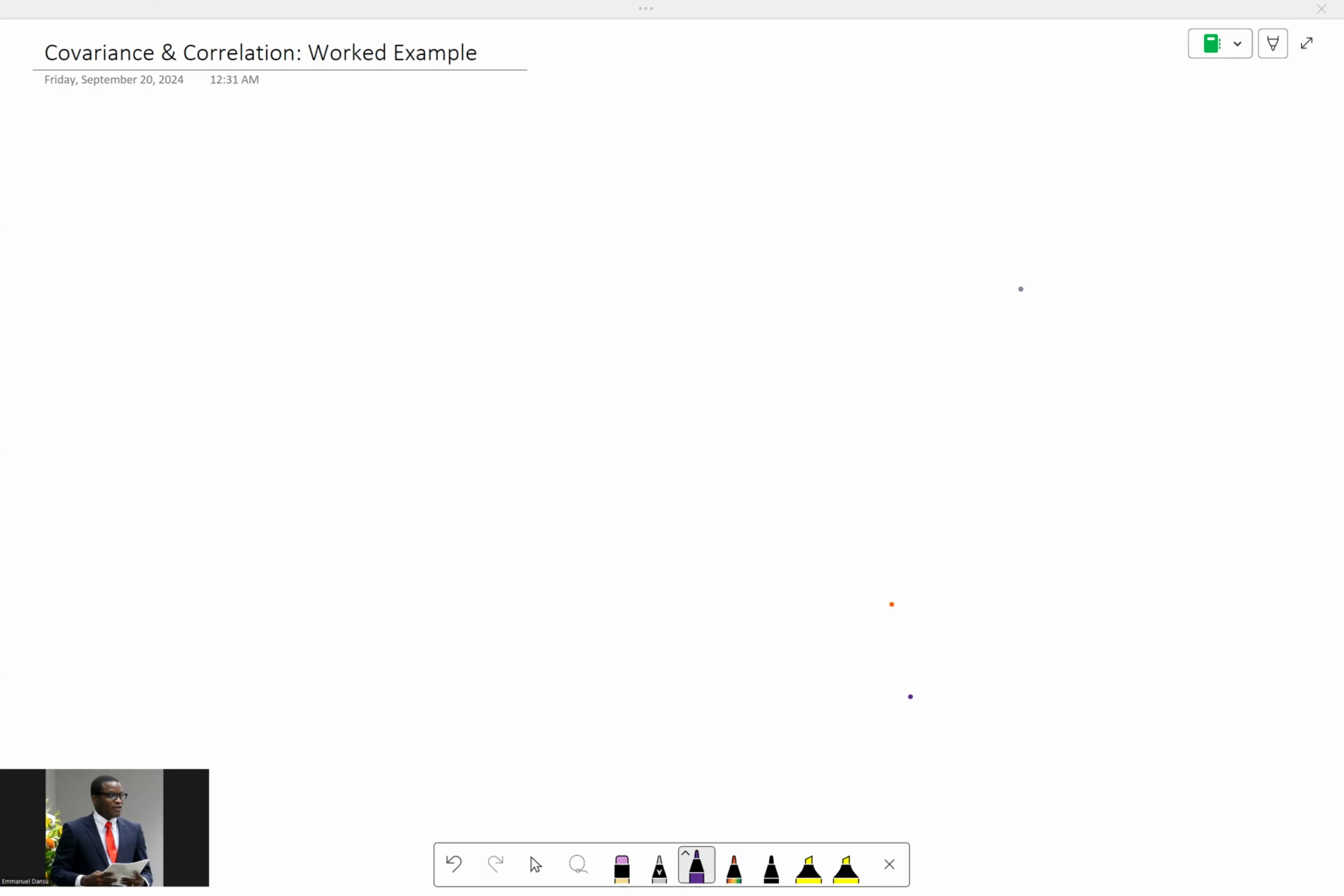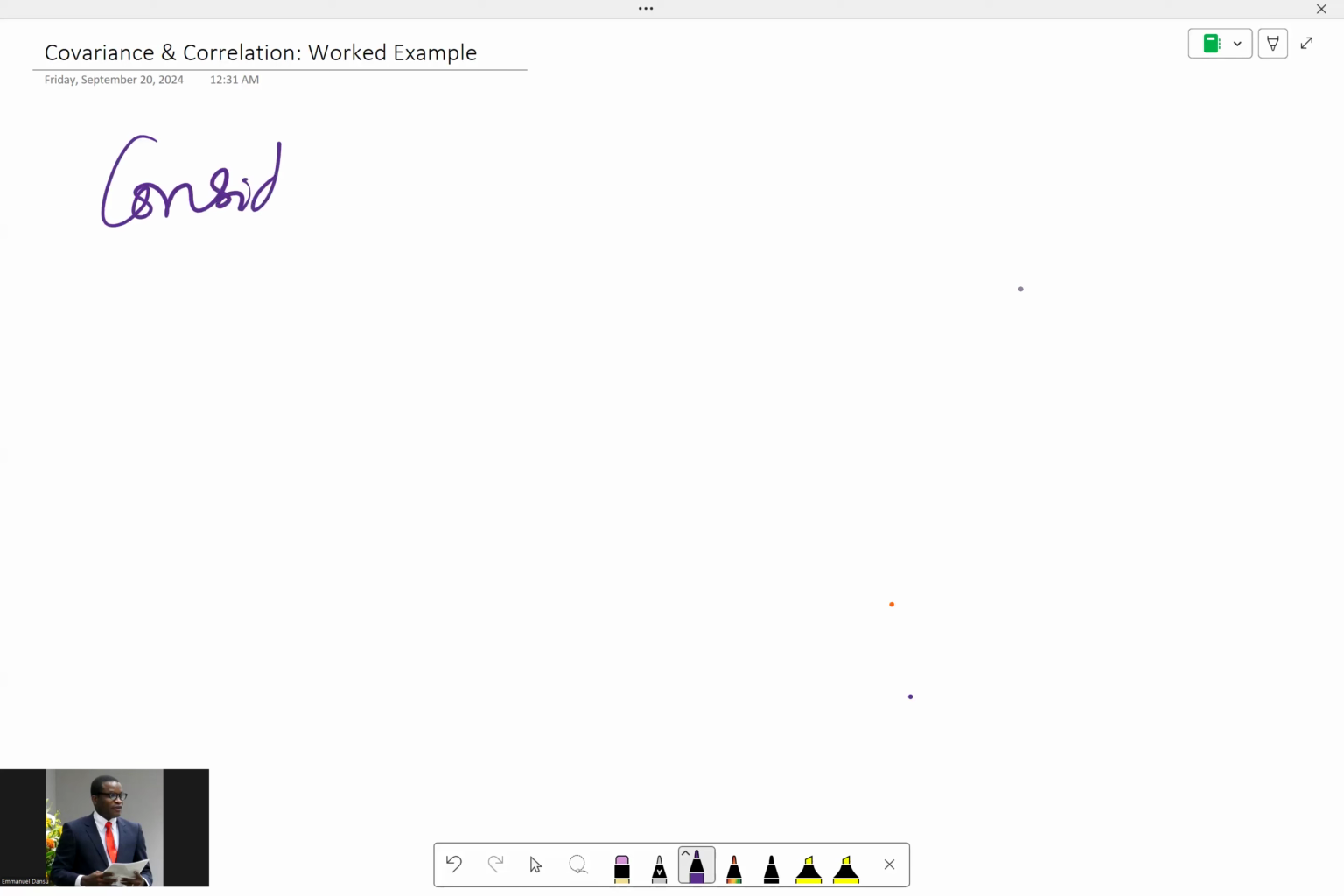We continue with probability and joint probability and covariance and correlation. This is actually the completion of covariance and correlation. So here I'm going to take a worked example to drive home the whole idea of covariance and correlation. So come along. We have this question.